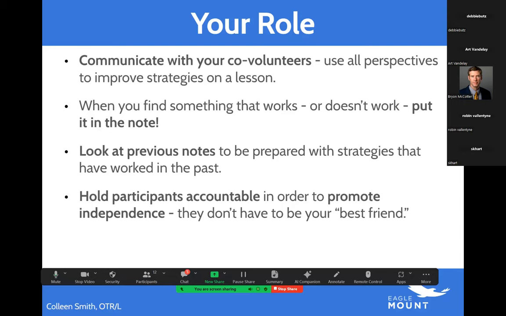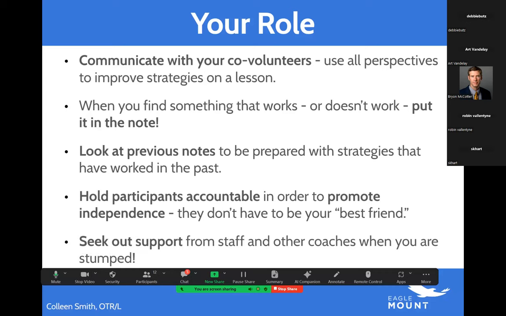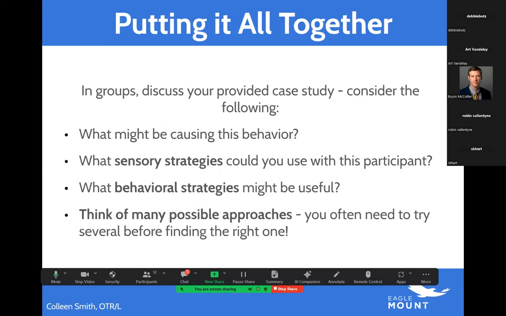So even if something does happen, I really encourage you to try to work through things with your student and show up again, because that is going to build trust over time. And then seeking out support. It's okay if you're stumped. You're not supposed to know what to do all the time.